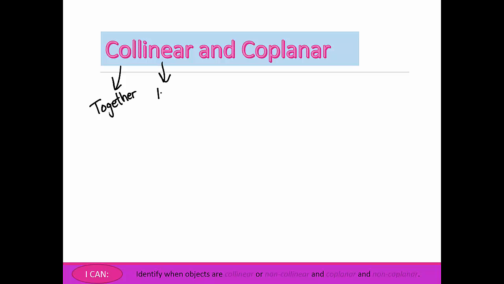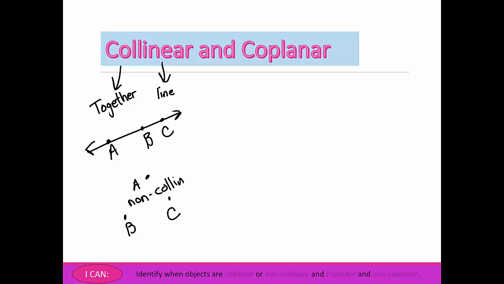And linear just means a line. So if I have a line and it has 2 points on it or more, I can say these points A and B are collinear because they are on the line together. I can also add a third point and say A, B, and C are collinear because they are on the line together. Now, if we had A here, B here, and C here, these would be what we call non-collinear because they are not on a line together.